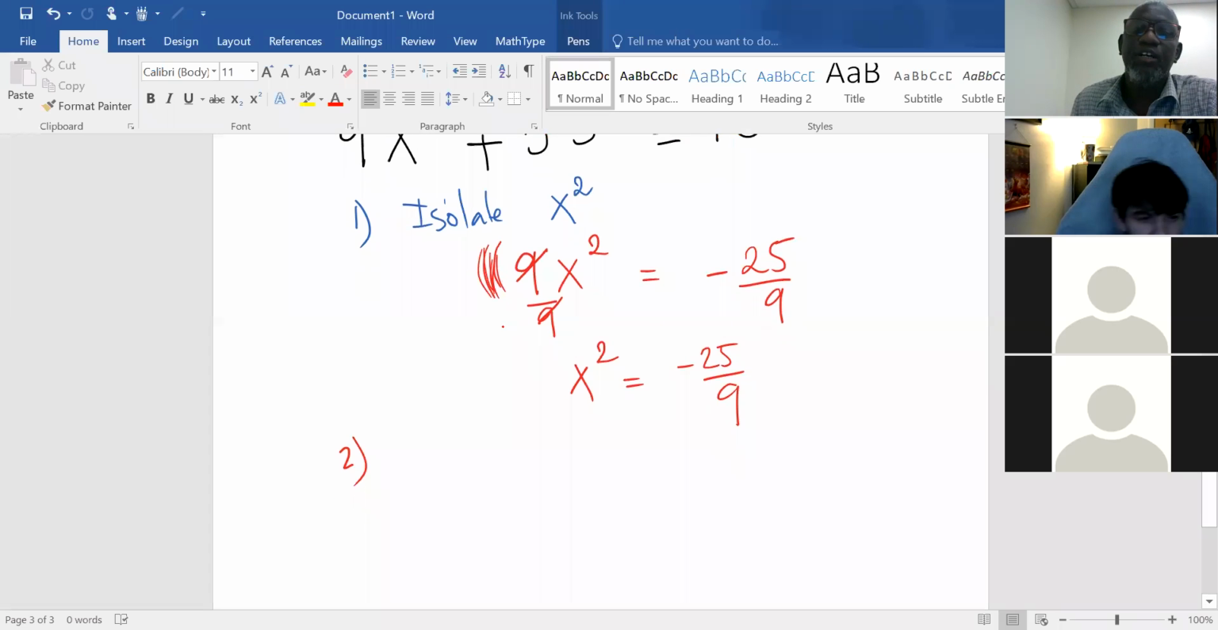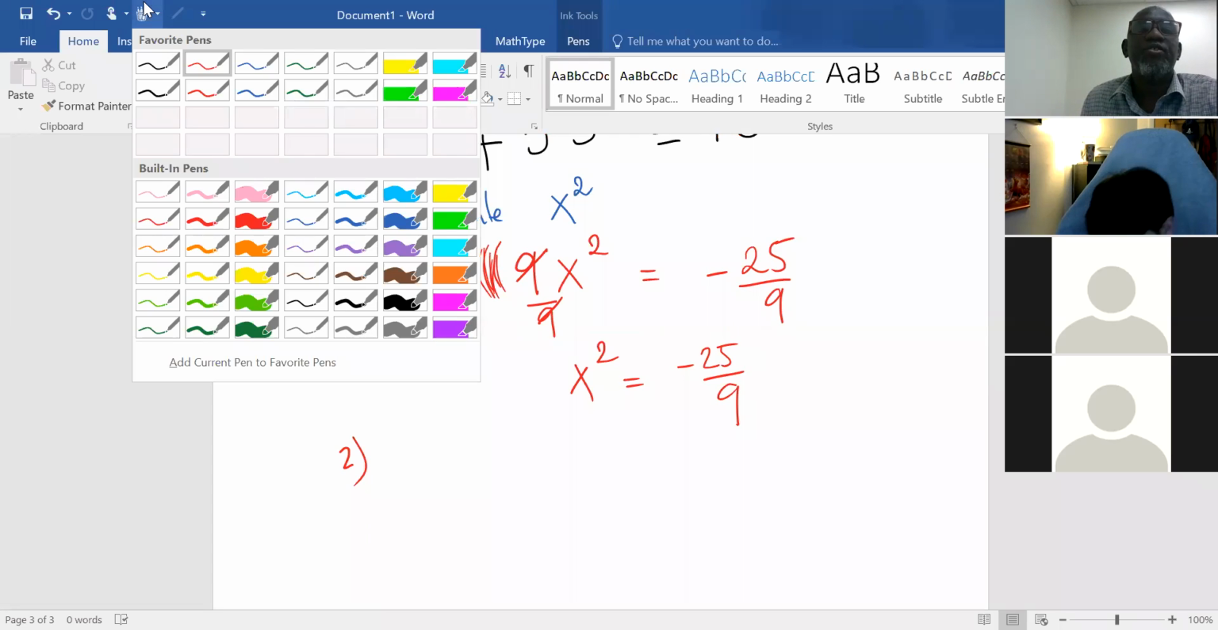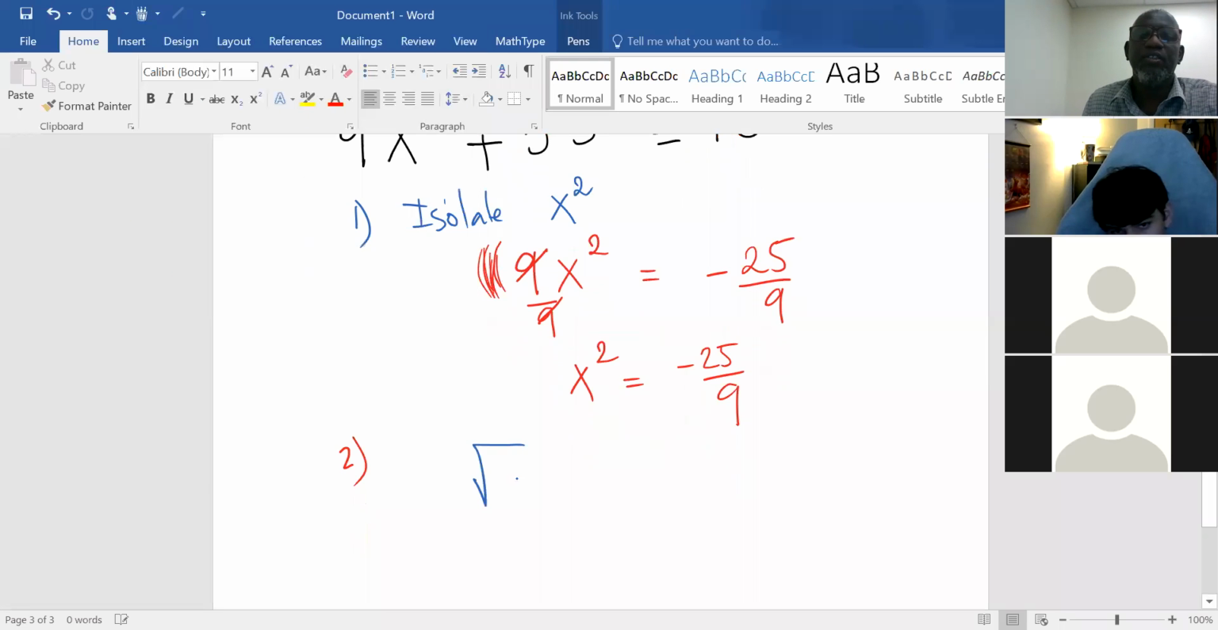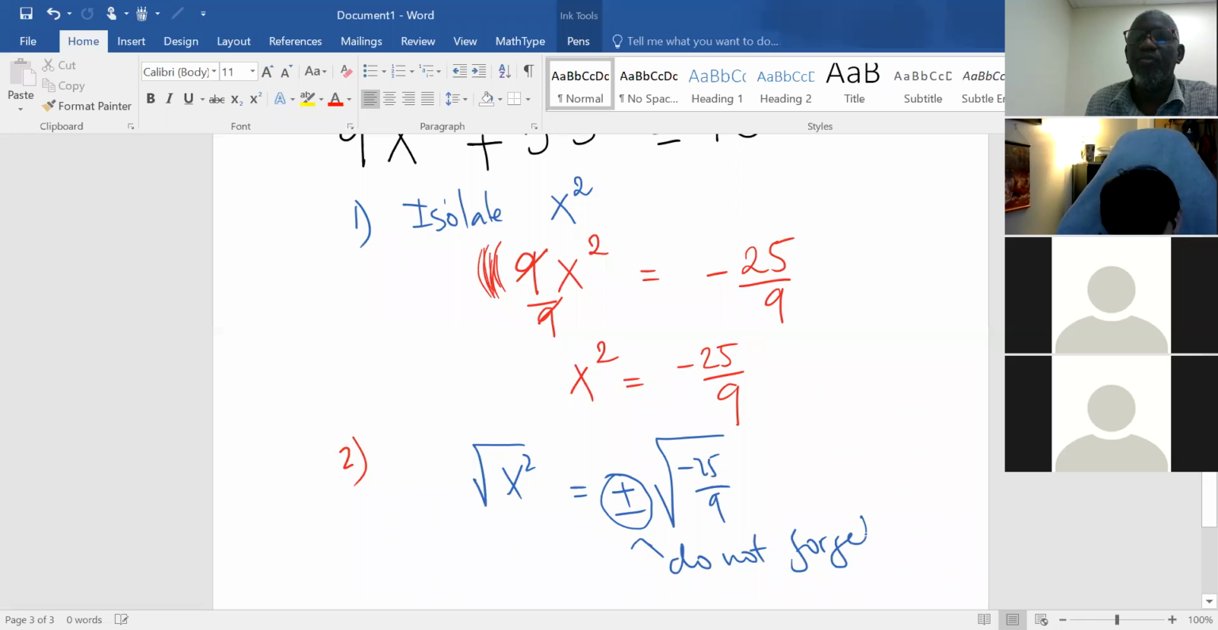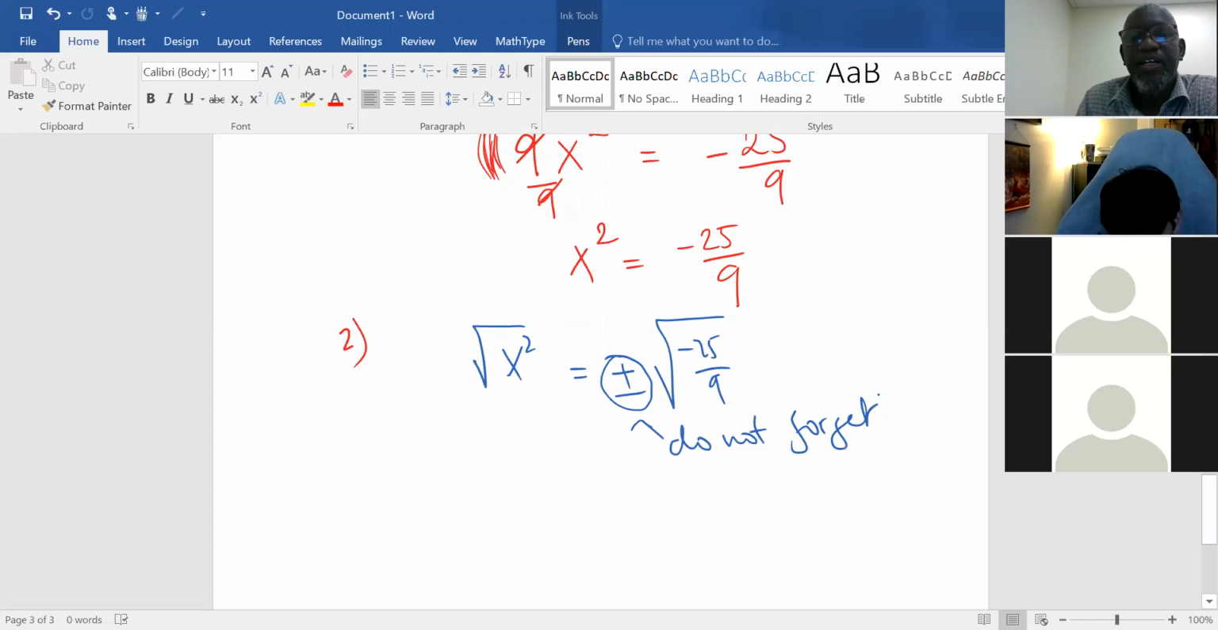So here, what you do now, apply square roots on both sides and put plus or minus. We get the square root of x squared equal to the square root of negative 25 over 9. And don't forget plus or minus. Don't forget that. Okay? And that's it. So we get x equal to what? x equal to plus or minus 5 over 3.